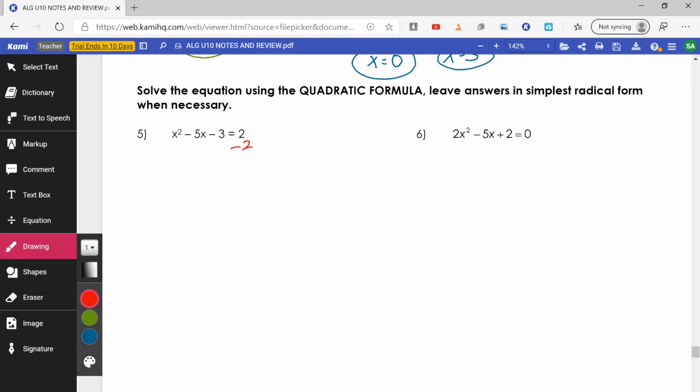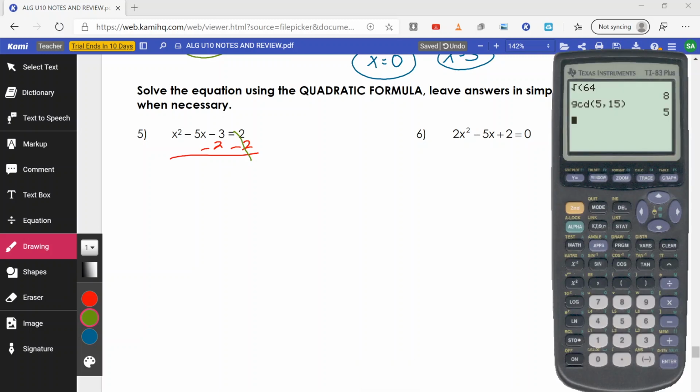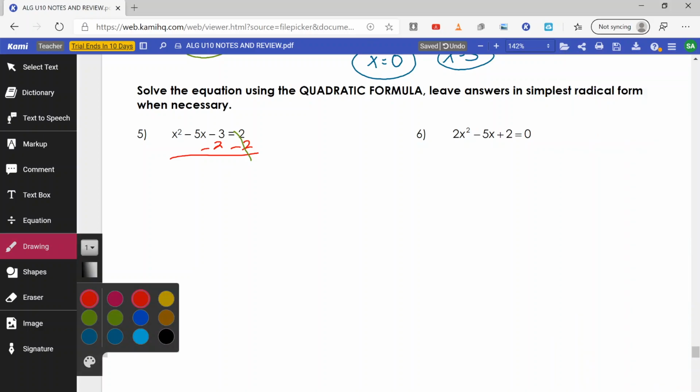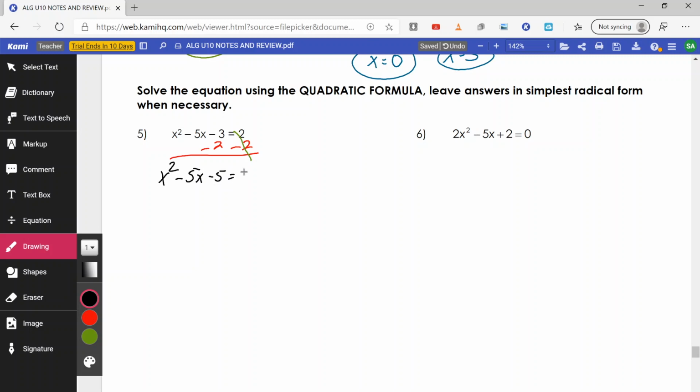So we subtract 2 from both sides. So 2 minus 2 will cancel out. Now I can't take 2 away from x squared or the 5x. However, I can do negative 3 minus 2. They're both numbers. So negative 3 minus 2 gives me negative 5. So our equation is x squared minus 5x minus 5 equals 0. So we are now good with the format.